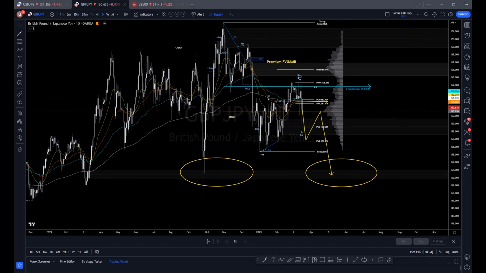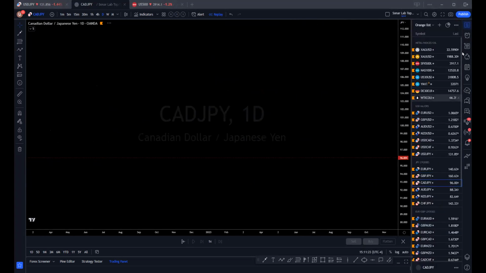So I am expecting, with this shift in market structure here, right? We have not been able to take this. We've been creating lower highs, lower lows. I expect another lower high and then come back down. So Pound Yen, we're in a downtrend. Short term this week, we're bearish. Okay, that's Pound Yen. CAD Yen.